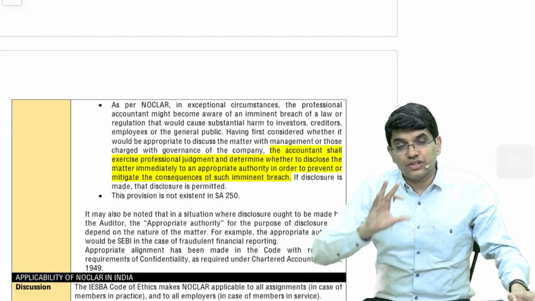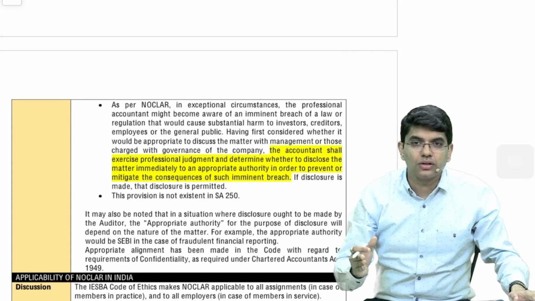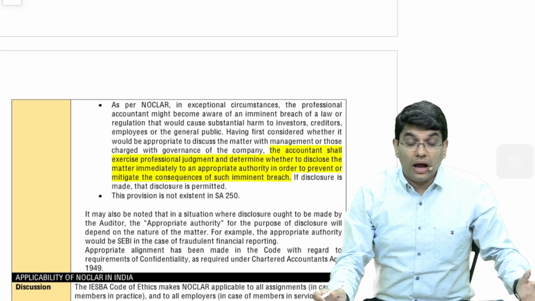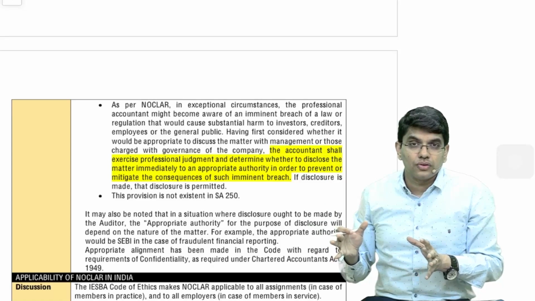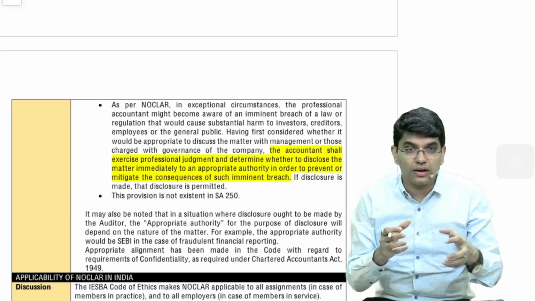So this thing is a change. NOCLAR says if there is an imminent breach, a big breach, go to the authorities. And earlier it was, unless otherwise required by law, don't go anywhere. In big non-compliances, there is a difference. There's a big change as per NOCLAR.